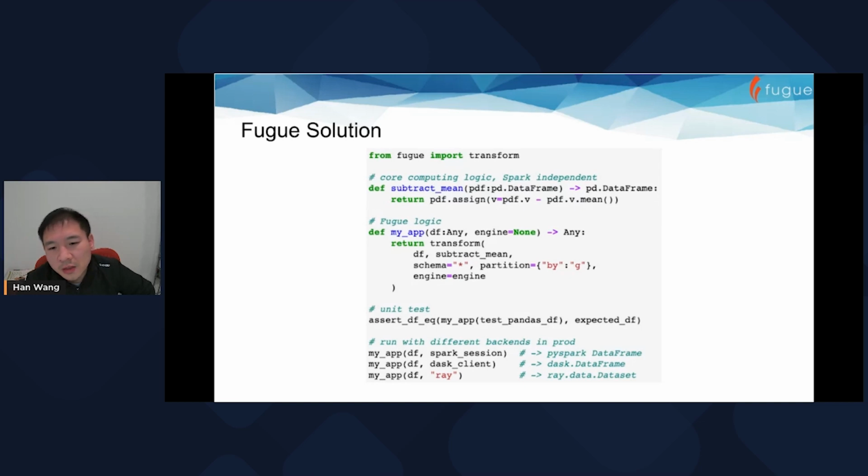If you want to run this function at scale on different distributed backend, you just need to specify the engine to be Spark Session, Dask Client, or Ray. And also for the data frame, you can use Spark data frame, Dask data frame, or Ray dataset. You have the full flexibility, but for testing, you only need to care about unit testing.